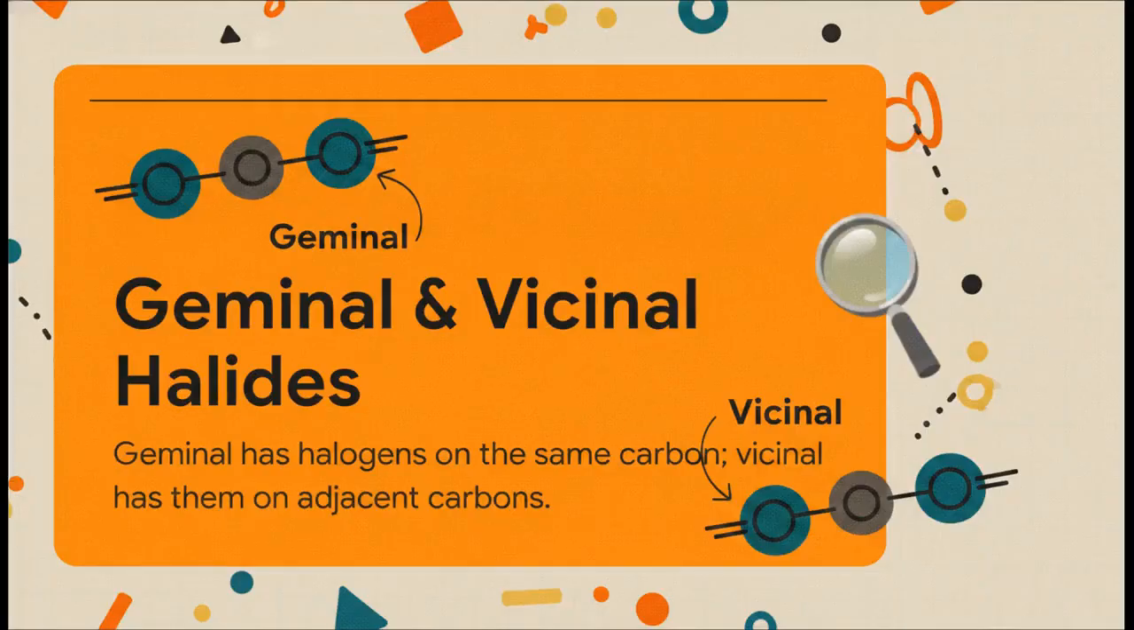Pinning down this distinction right off the bat is absolutely crucial for predicting how these things are going to react later on. Now, it gets even more interesting when we toss a second halogen into the mix to make dihaloalkanes. Suddenly, location is everything. If both halogens are parked on the exact same carbon atom, we call them geminal halides or gem dihalides. But if they decide to be neighbors and sit on adjacent carbons, they're vicinal halides or vic dihalides. It seems like a tiny visual difference, right? But trust me, it completely changes their overall chemical identity.